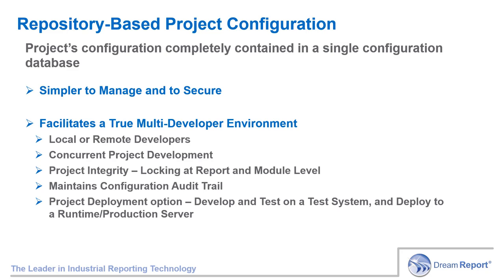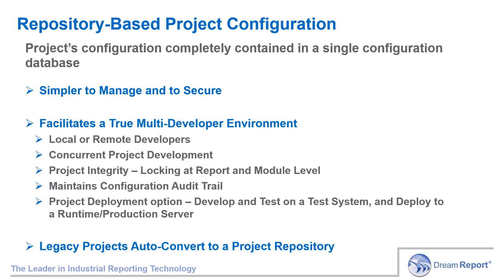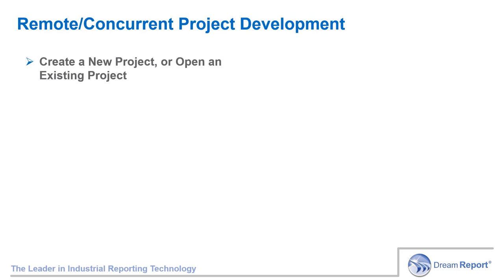And for customers using both the development system and a separate production system, the new project deployment option allows you to develop and fully test the reporting project independently of the production system, and then deploy the project to the production or runtime system when ready. Any legacy Dream Report projects will be automatically converted after prompting the user to the new configuration database. It's up to you then whether you want to develop your project in the traditional way or use the project repository, which we'll cover next.